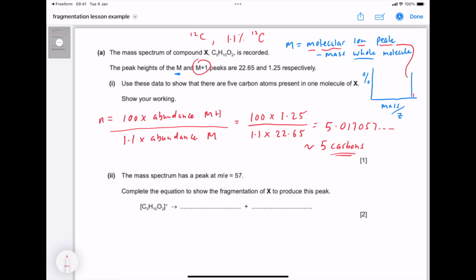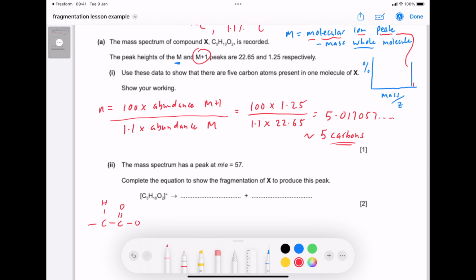For example, that formula, C5H10O2, suggests it could be a carbonyl compound, C double bond O, C single bond O with some carbons. This could be a carboxylic acid where we've got CO and then COH, so that too would produce 57. If we went with that one, C2O2H in square brackets. Now this is the fragment that's being detected, right? So you have to put a plus charge there, which means the other bits left over, what have we got left?